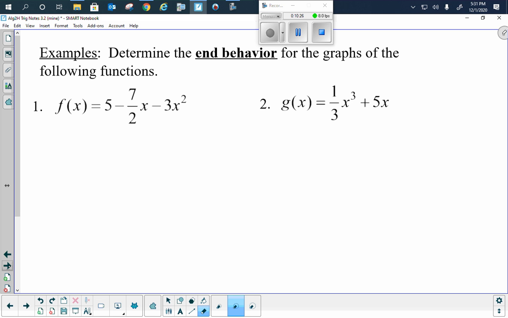So let's look at some examples here. Determine the end behavior for the graphs of the following functions. Okay, so first things first, I'm going to follow my procedure of putting this in standard form. Highest degree in front. So rearranging this is negative 3x squared minus 7 halves x plus 5. And I don't care how much is written there. The only thing I'm worried about is that leading coefficient in front of the x squared. It is negative. Okay, so I know for an x squared that if it's negative, both of the arrows are going to go down, right?